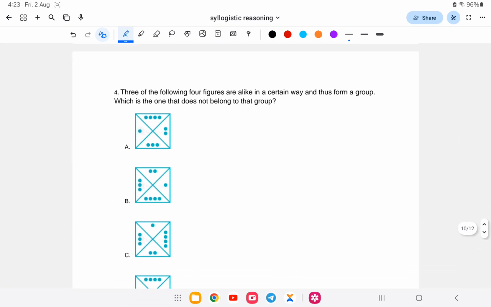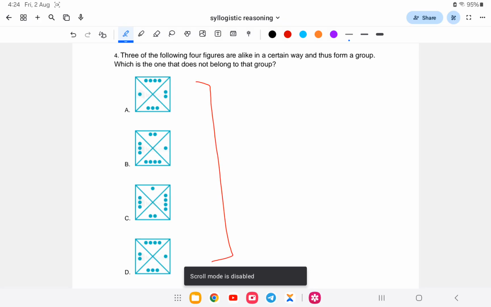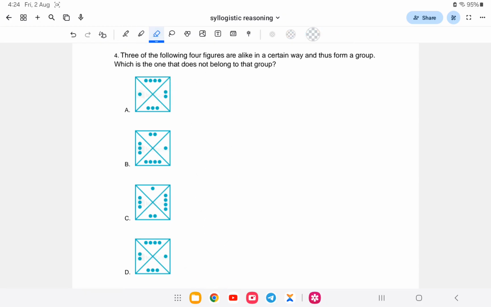Let us go to the next question. That is option number 4. Three of the following four figures are alike in a certain way and thus form a group, and one does not belong to the group. So let us make the differentiation.